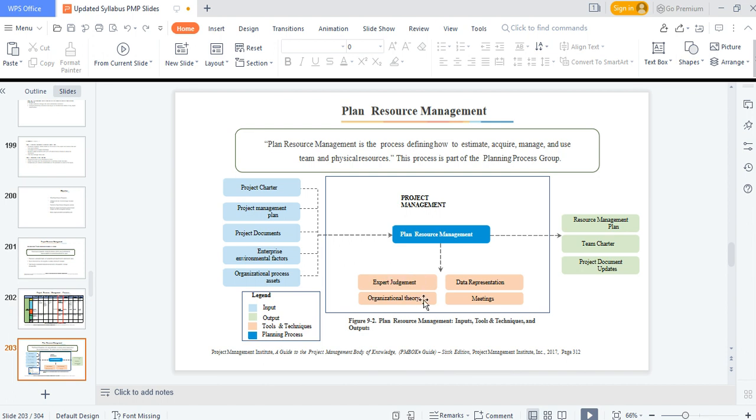Expert judgment, organizational theory. How is your organization structured? Remember earlier on we looked at different types of structure: projectized, matrix, hybrid, different kinds of organizations. We looked at all of that. Now, data representation. We will need to represent our data. We need to represent how our resources are going to be.